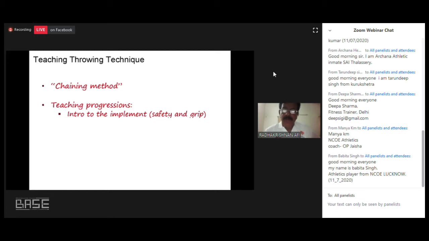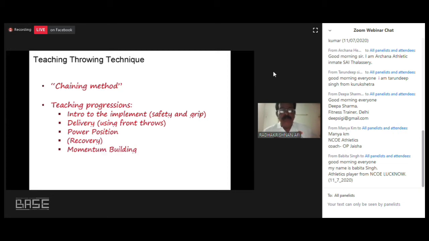Then how to grip or hold the implement. Then comes what is the most important and easiest skill, delivery. Using front throws, back throws, and just parallel throws, we can introduce delivery. Thereafter, power position. Then recovery. And you see, momentum building is somewhere in the last but one stage when we teach throwing technique, because that is the most difficult area which the athlete can get into.